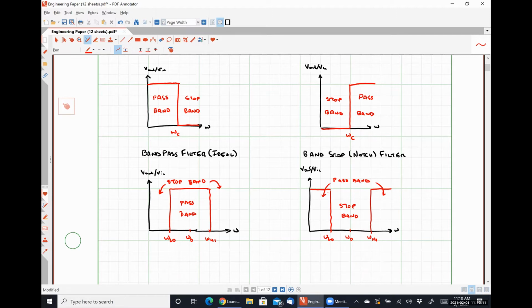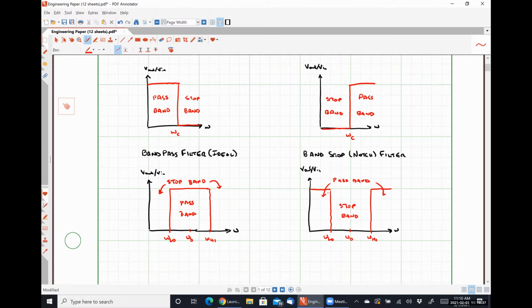So these are our four basic types of filters. There are several other types of filters. For example, in Circuits 3, you'll be introduced to Chebyshev filters and Butterworth filters and all that kind of good stuff. Those are just specialized architectures of creating low pass, high pass, band pass, or band stop filters.